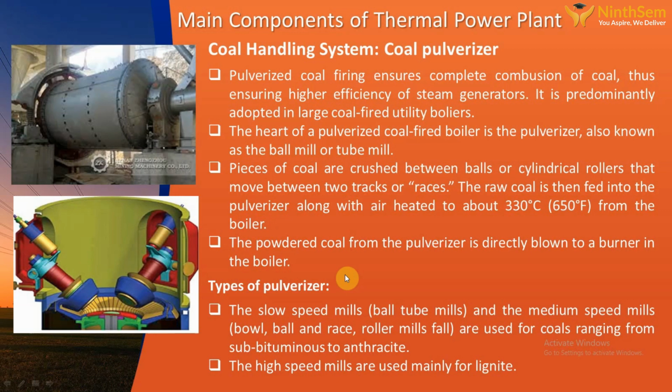So this is the coal pulverizer, as I discussed already. This is the overall coal pulverizer. Inside that pulverizer there are balls and races. The coal is fed and crushed in between, so the outlet will be the powdered form of the coal. So this is one of the hot equipments in the coal handling unit.